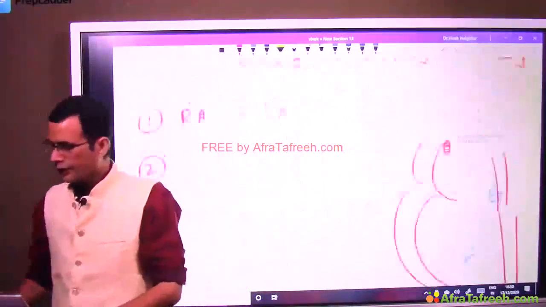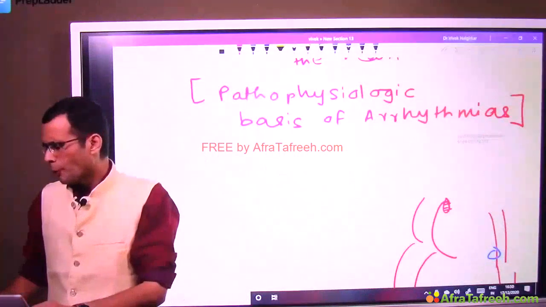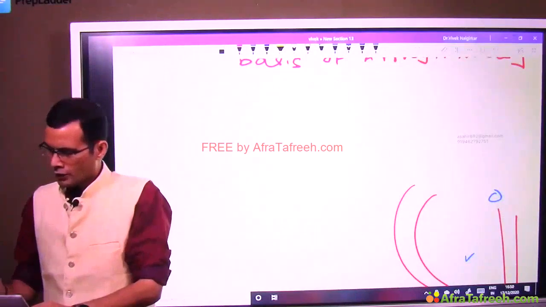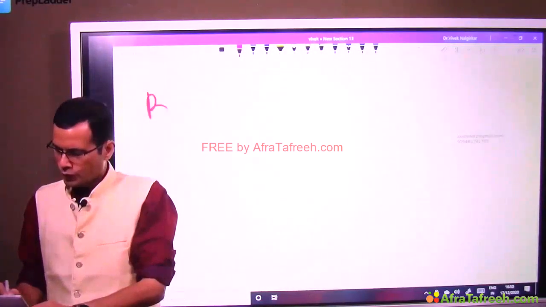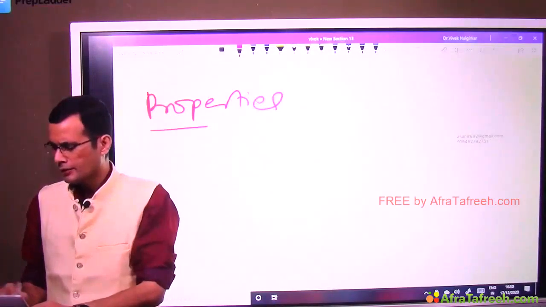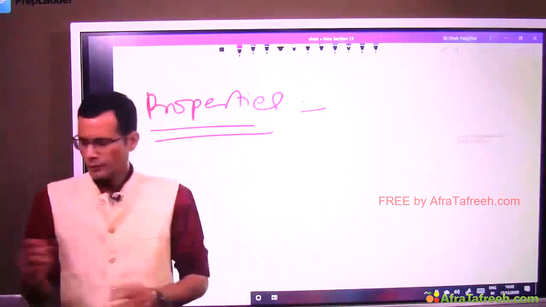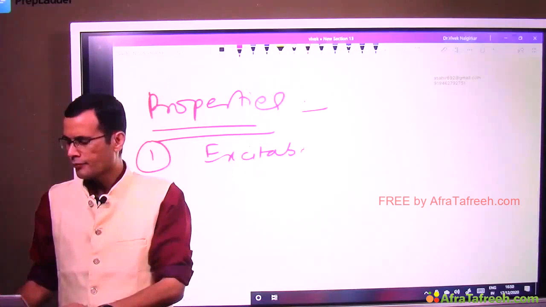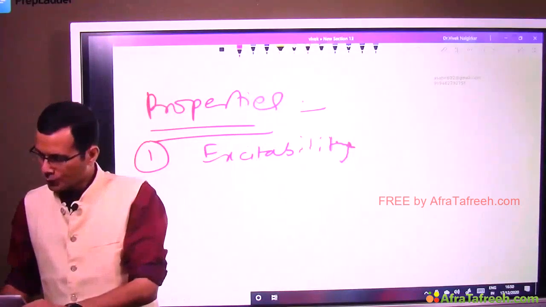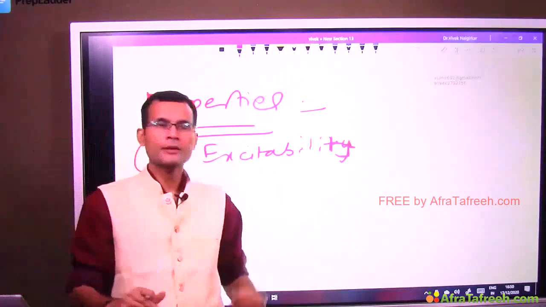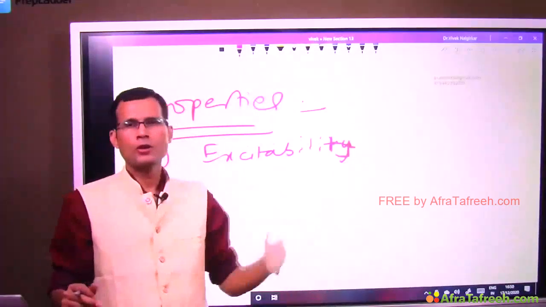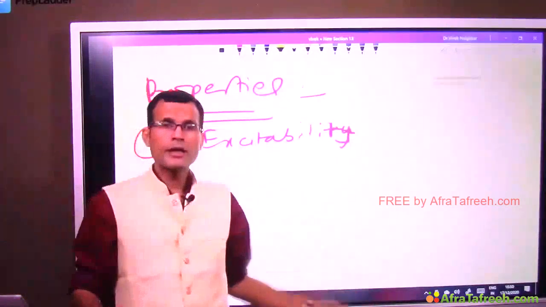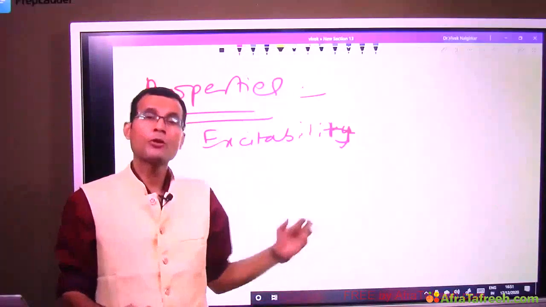Let's start with the introduction part first. We'll see the properties of the heart, properties of the cardiac tissue. So this is a very basic thing. The cardiac tissue shows excitability. You know, there are two tissues in the body which are excitable. Their membranes excite: nerve and muscle. And in muscle, all types of muscles. So membrane excitation. Since it's a muscle, cardiac muscle, it shows an additional property of contractility.